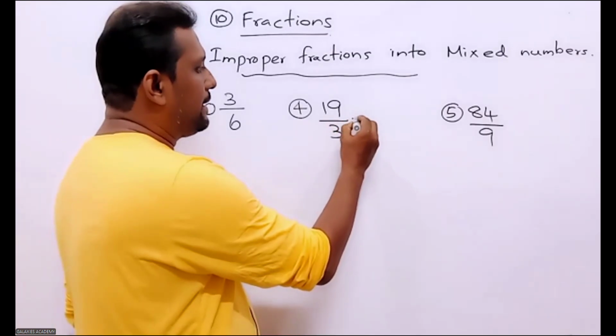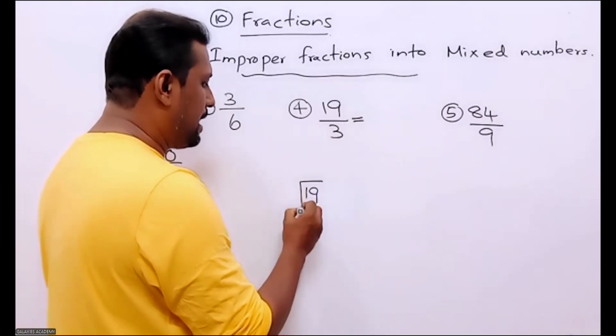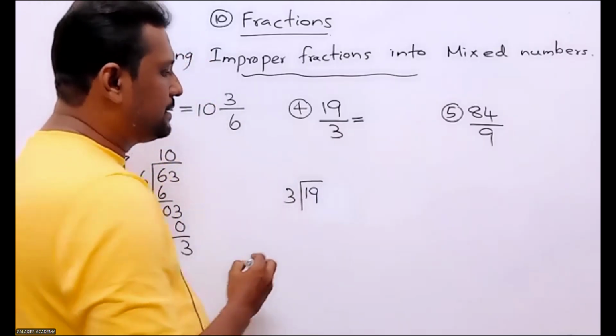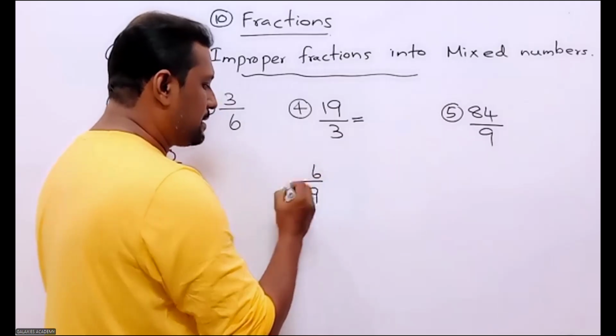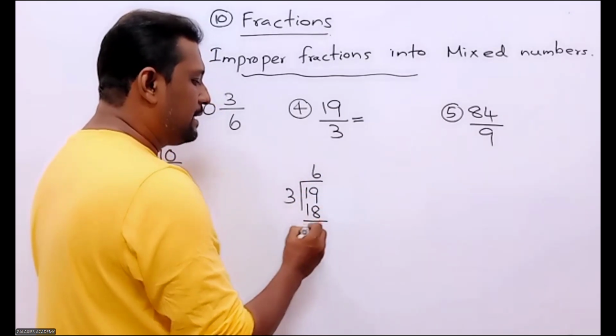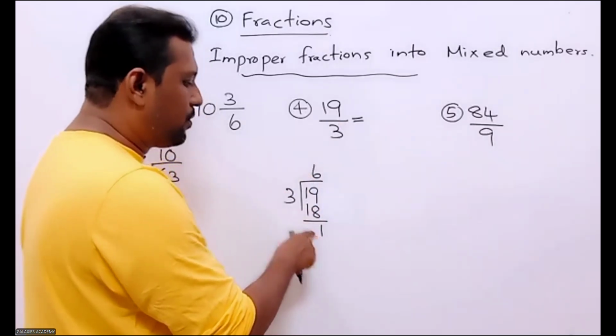Then look at the next one, 19 over 3. We have to divide 19 by 3. You check how many 3s for 19? 6. 6 times 3 is 18. 19 minus 18 is 1. So what is the answer? 6 and 1 over 3.